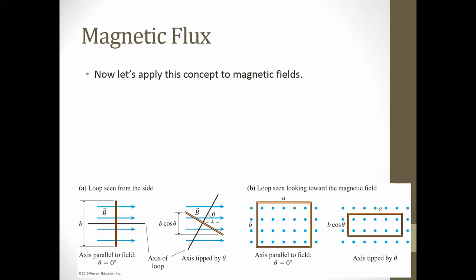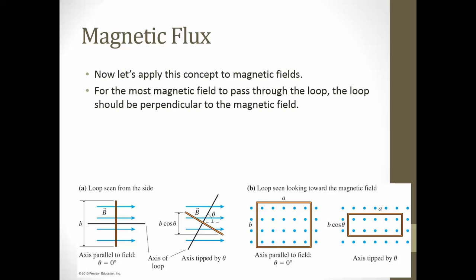So let's say we have a constant magnetic field. In this case, it's going to the right, and we have a loop that is perpendicular to the magnetic field. For the most magnetic field to pass through the loop, it should be perpendicular. If I put it at an angle, I will have less magnetic field traveling through the loop.